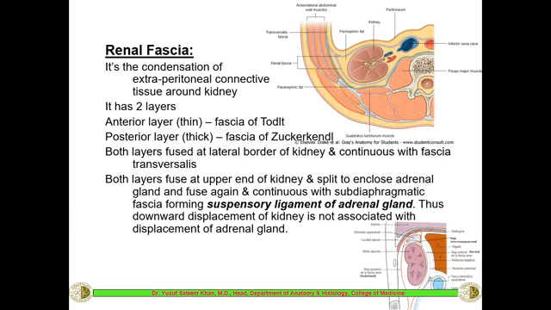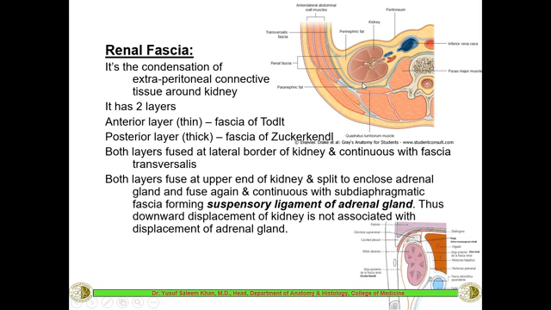Among these, the most important is the fascia called the renal fascia. We have already seen this is the renal fascia. It is nothing but the condensation of the extraperitoneal connective tissue. Because it is present outside the kidney, it is called the extraperitoneal connective tissue around the kidney.